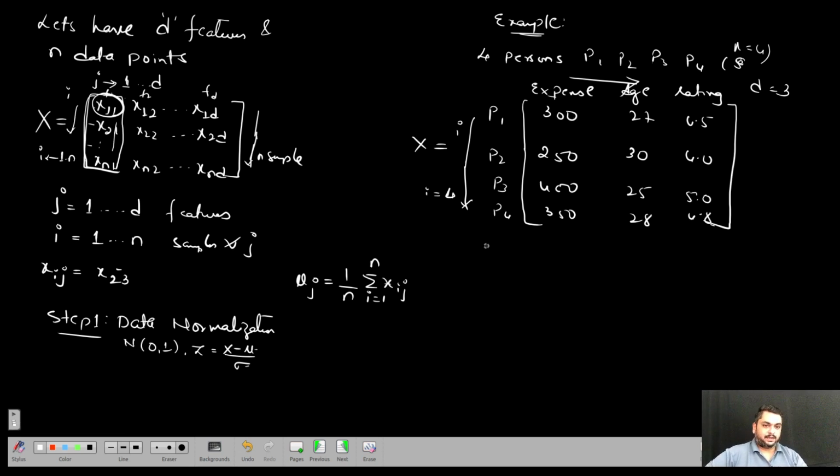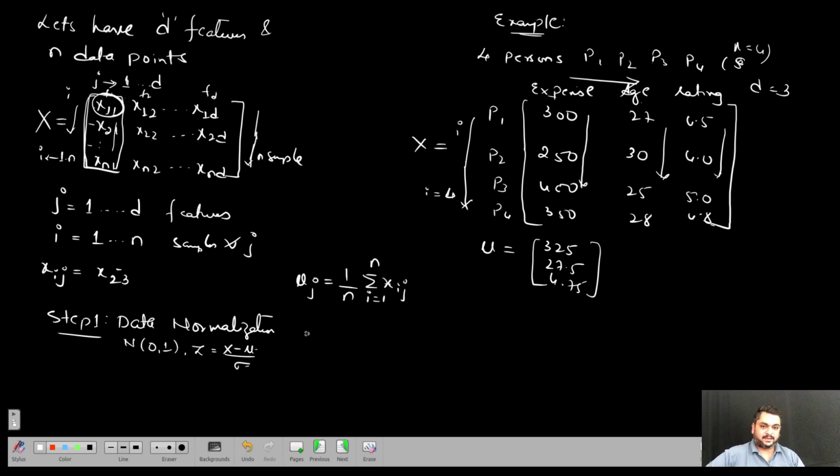So what I will get for mu expense, mu age, and mu rating, I will write as a simple vector. Using this formula, I get 325, 27.5, and 4.75. The average of this column is 325, the average of this column is 27.5, and the average of this column is 4.75.